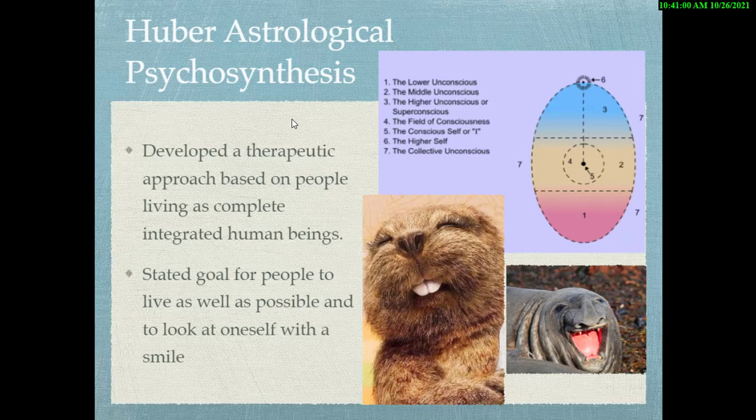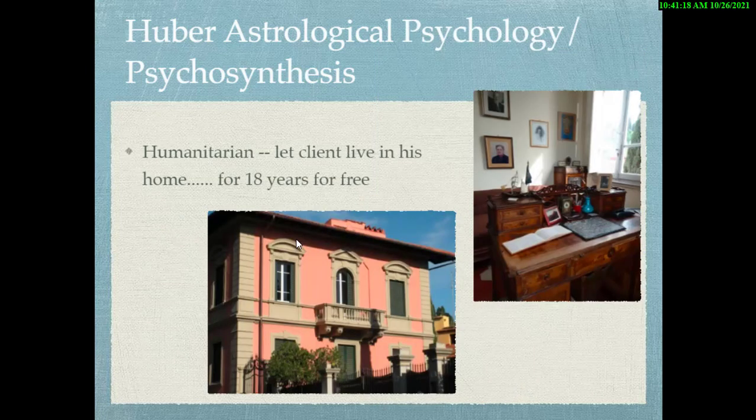Assagioli developed this therapeutic approach based on people living as complete integrated human beings. This is his famous egg model that's absolutely worth exploring if you have the time. And the stated goal was for people to live as well as possible and to look at oneself with a smile. And Assagioli was an absolute humanitarian. He actually let a client live in his home for 18 years for free. This is Casa Assagioli in Florence, Italy.